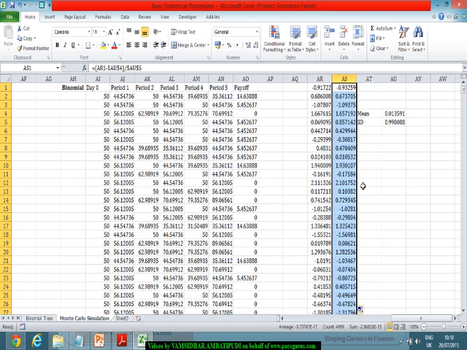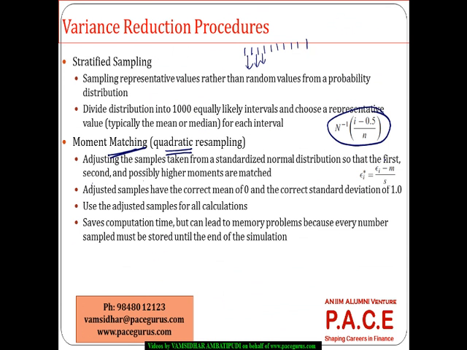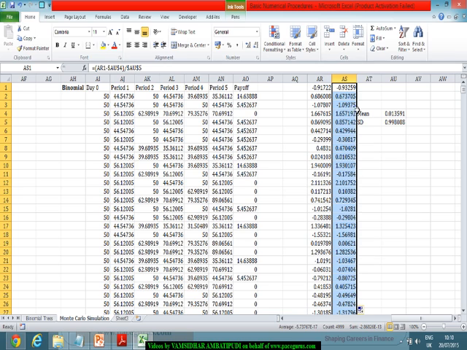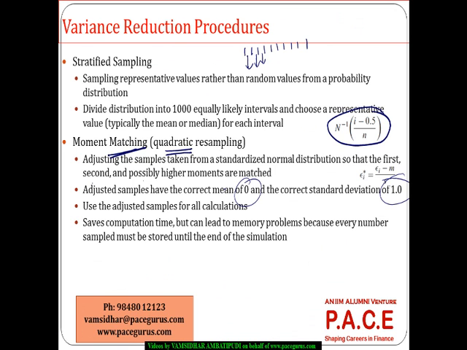The reason being, now this will give me a mean equal to 0 as well as the standard deviation equal to 1. We are matching the moments. We are adjusting the samples to get a correct mean of 0 and a correct standard deviation of 1. And we are using this adjusted sample for all the calculations rather than the original sample. But of course, it saves the computation time.